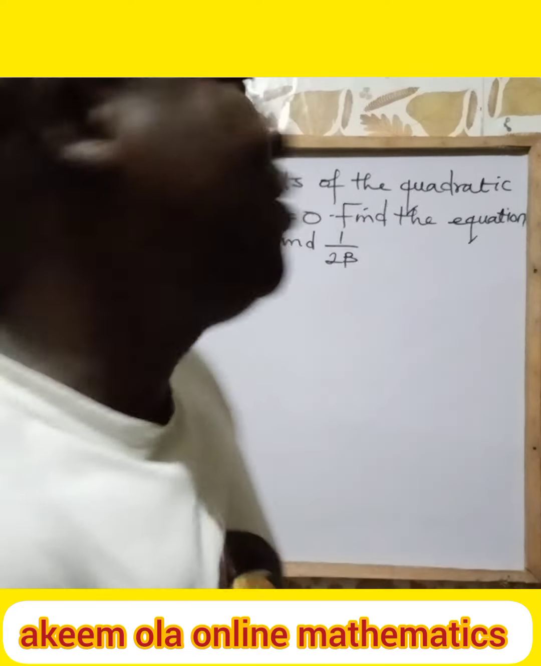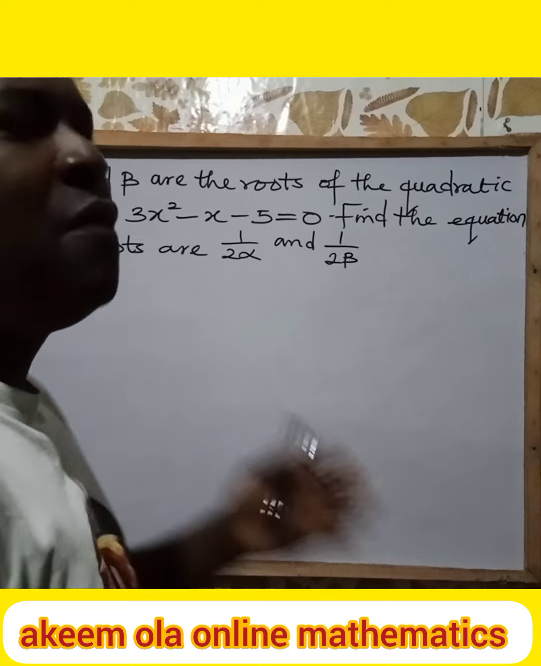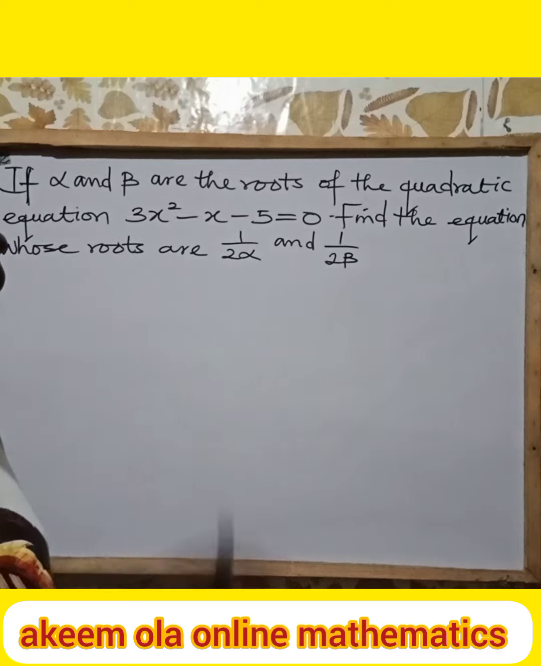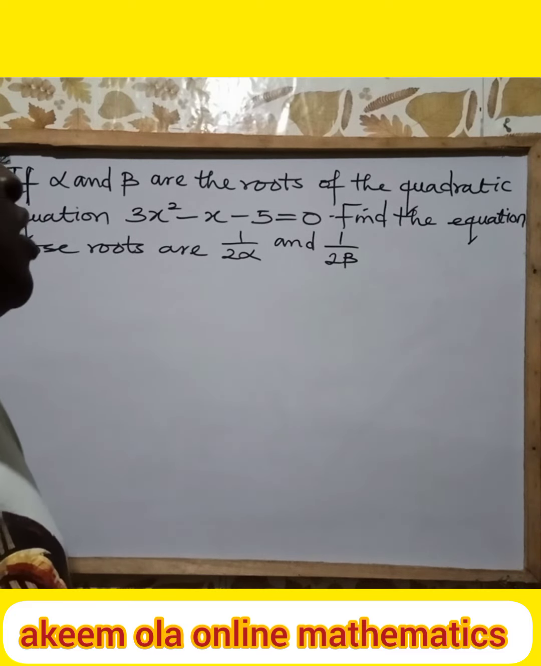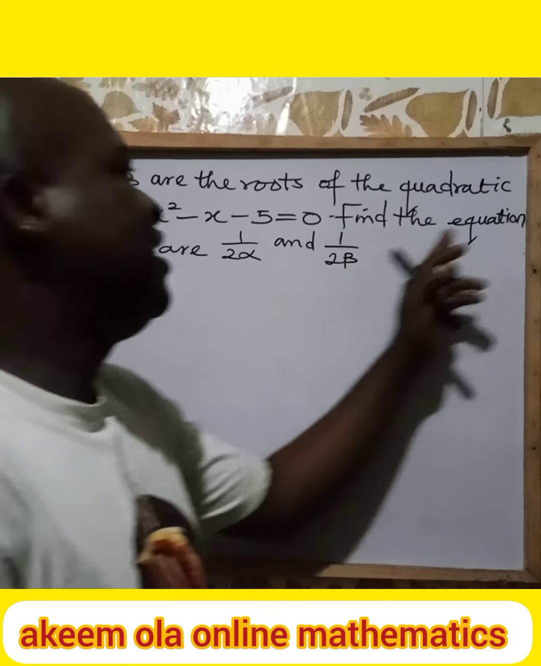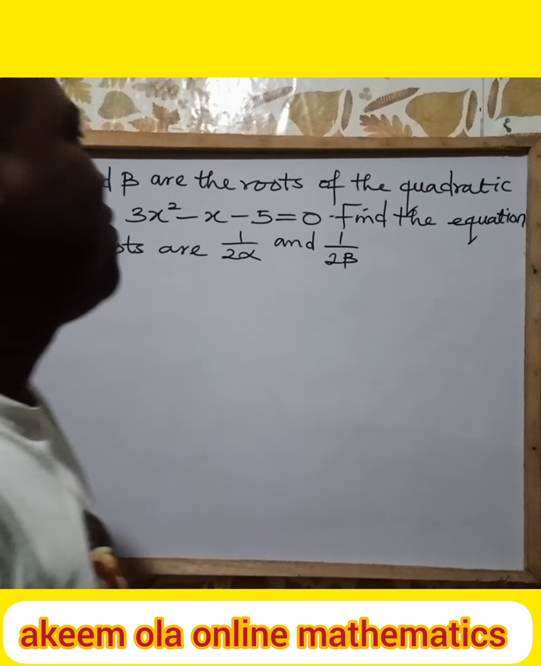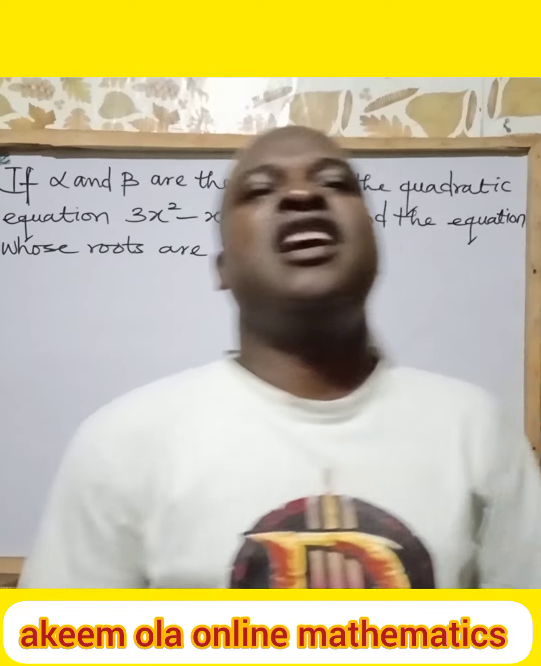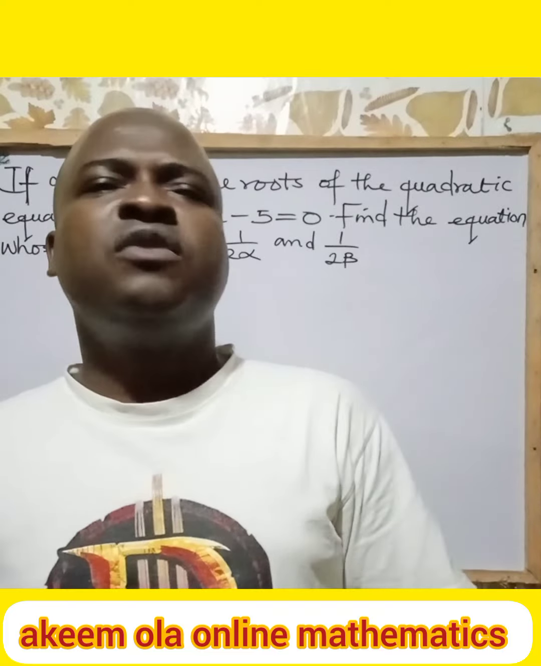Now let's go solving. We have: if alpha and beta are the roots of the quadratic equation, the two roots, and we are given the quadratic equation 3x squared minus x minus 5 is equal to 0. They now said find the equation whose roots are 1 all over 2 alpha and 1 all over 2 beta. See, so many things are involved when you are solving a question of this nature. How can we solve this particular question?